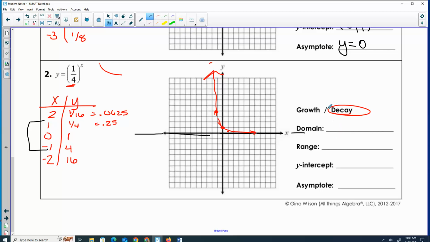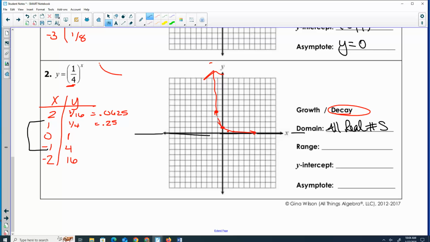Domain, that's talking about the x values. So you can think of it on the graph as you go from left to right. This one keeps going to the left, and then keeps going to the right. So what y values do we hit? Or sorry, what x values do we hit? And I already told you this would be the same on all of them. All real numbers. You can plug in any x value.